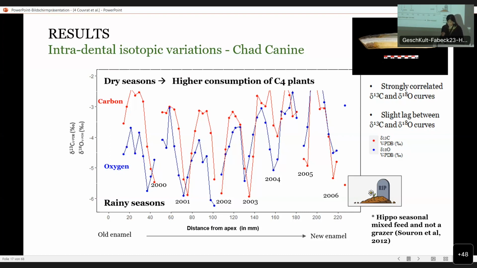And the part of C4 plants in the data is far from negligible and could have reached more than 50% during the rainy season. It is congruent with the previous study by Souron and colleagues in 2012, and it confirmed that the common hippo is best characterized as a seasonal mixed feeder and not a grazer.